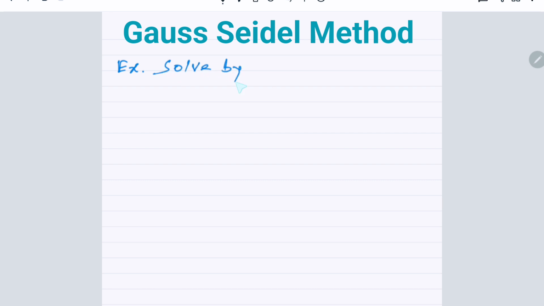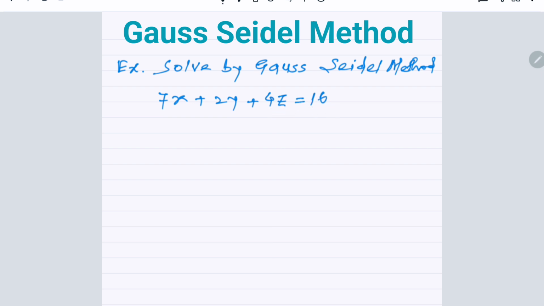This is my third example on Gauss Seidel method. Example solved by Gauss Seidel method. Simultaneous equations are 7x plus 2y plus 4z is equal to 16, first equation. Second equation, 2x plus y plus 7z is equal to 10. Third equation, 2x plus 3y plus z is equal to 2.